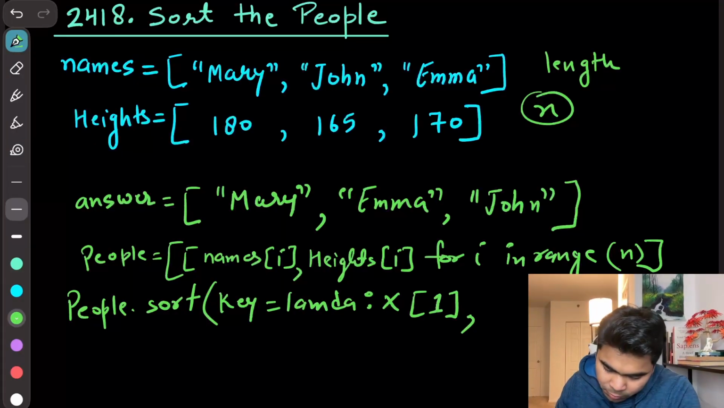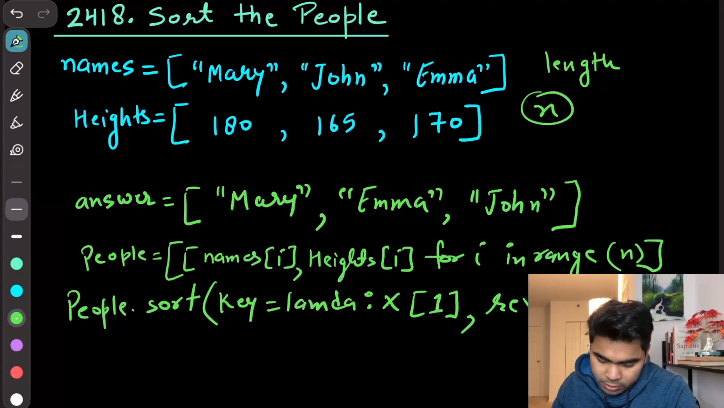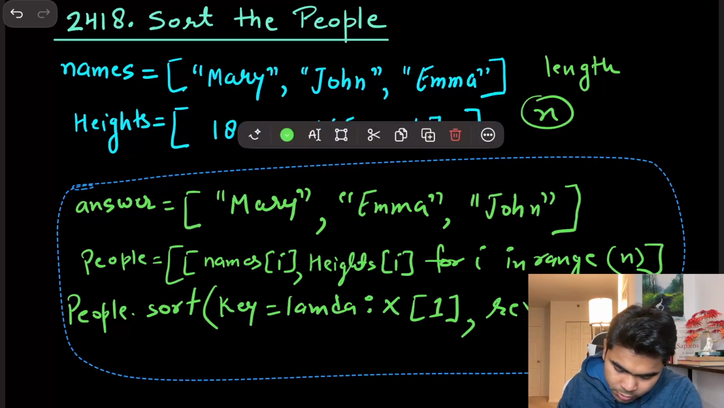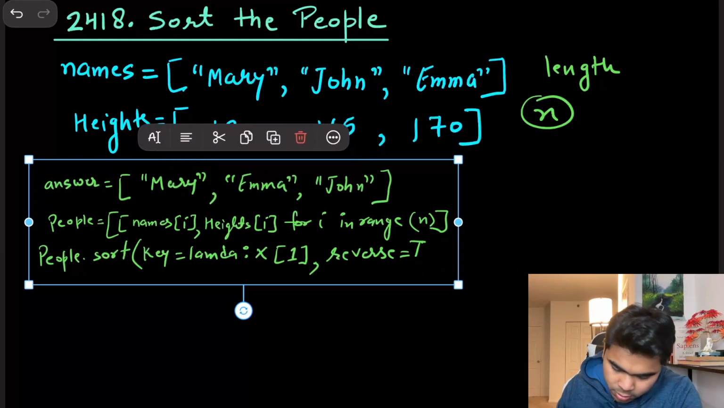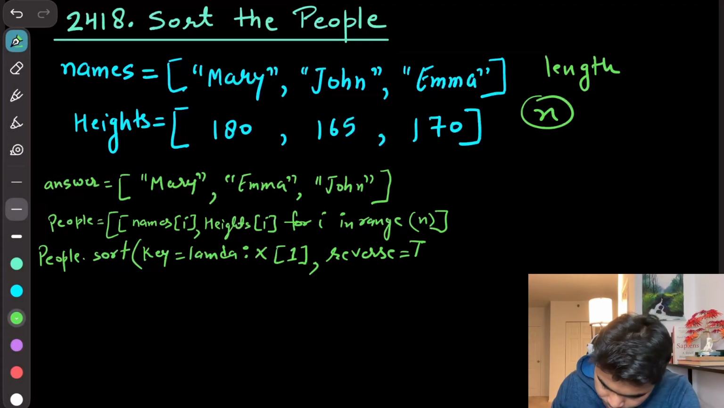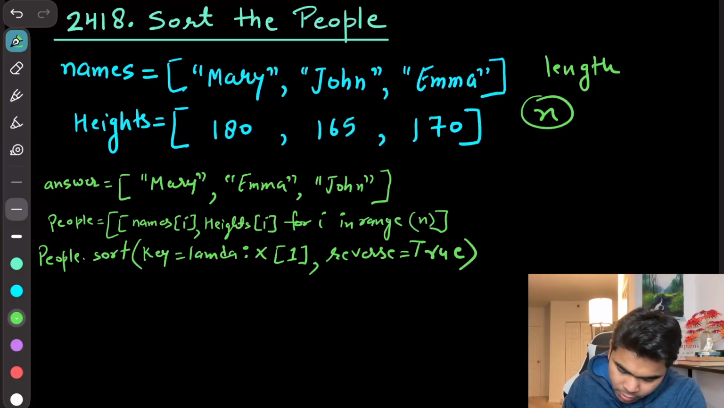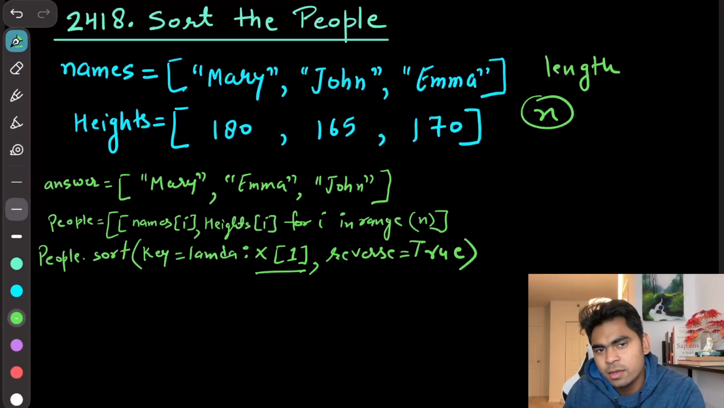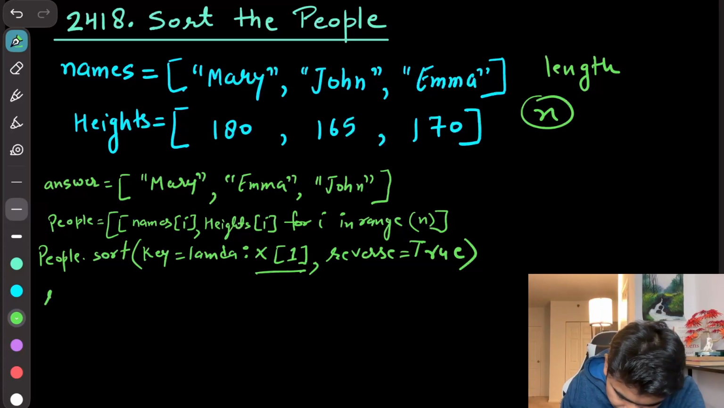Okay, and there is one more thing. I will be providing reverse equals true, and I know you can't see it right now, so I'm just gonna make it visible. So reverse would be true. This will give me people sorted in descending order based on their height. I think there might be a little bit of syntax change around here, but this is Pythonish pseudocode. And then we will return our answer.